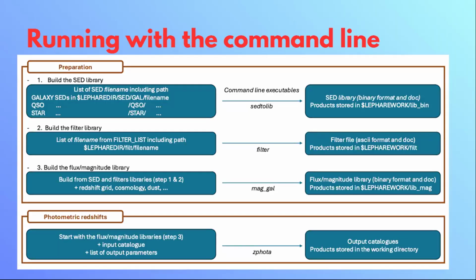So what LePHARE does is, you have the filters that you're going to use. And finally, you will have the magnitudes or the fluxes for your objects. And when you take all of this as a recipe, it will also compute the redshift.